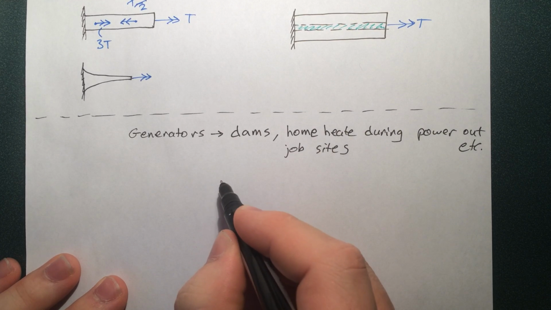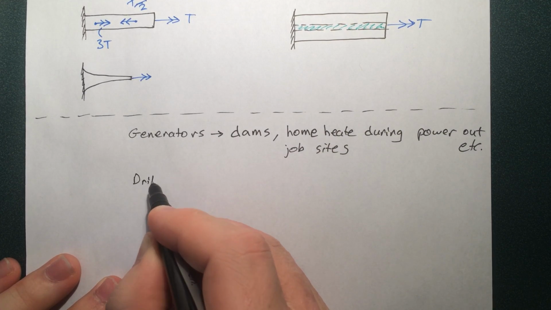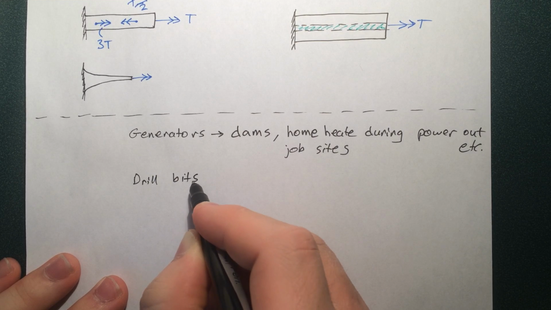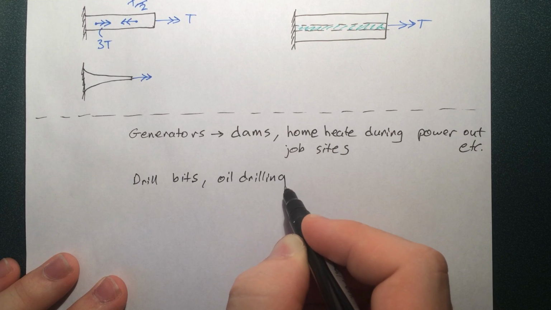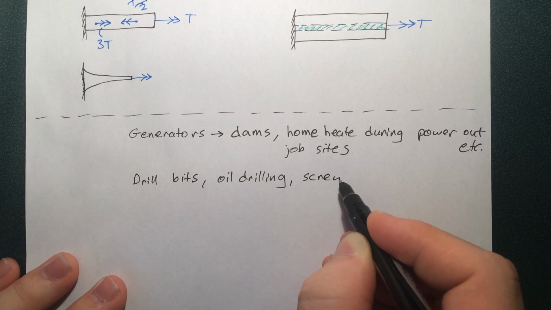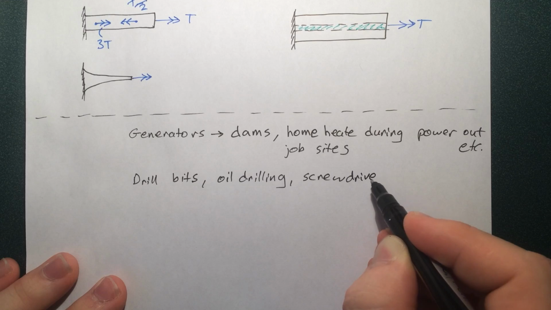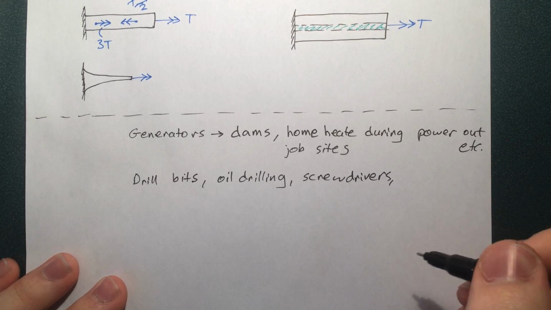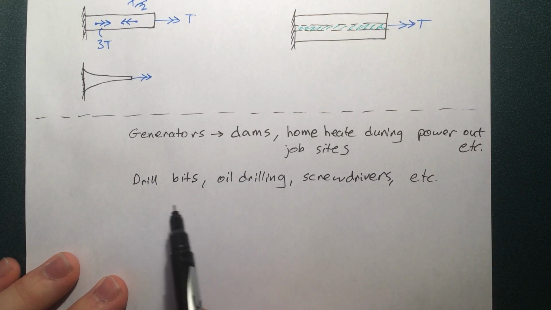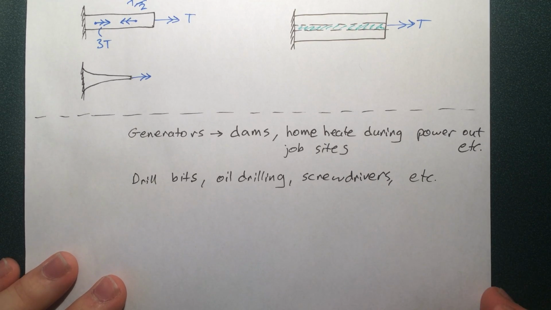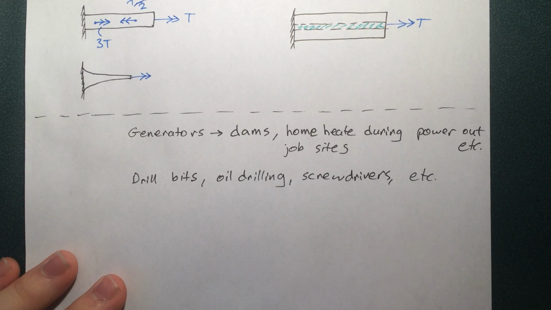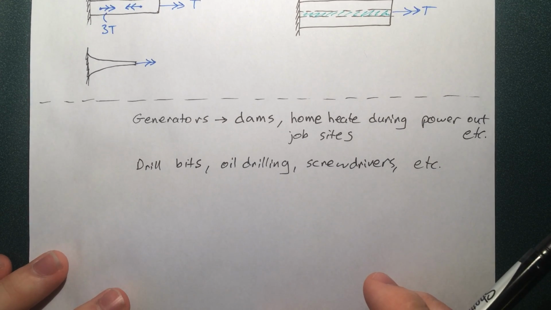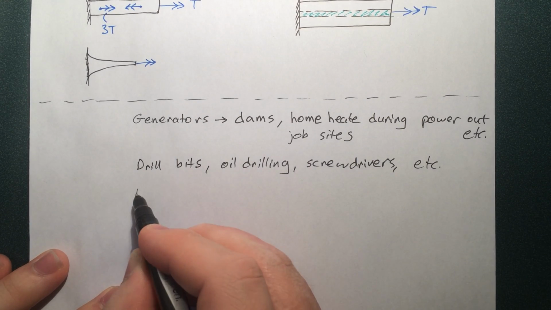drill bits, right? Basically, anything that spins and is used to drill a hole or anything like that. Alright, drill bits. All right, oil drilling. When you drill for oil, you have a big thing that spins. Screwdrivers. Right, it's pretty well universal. You can also think of buildings.